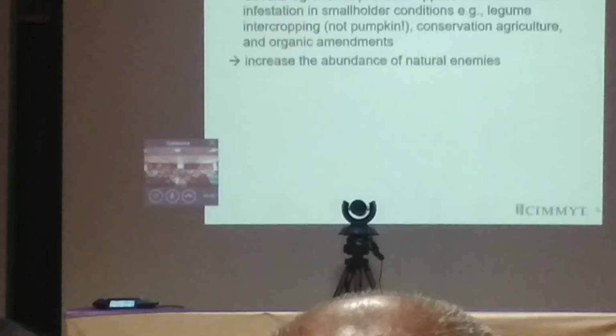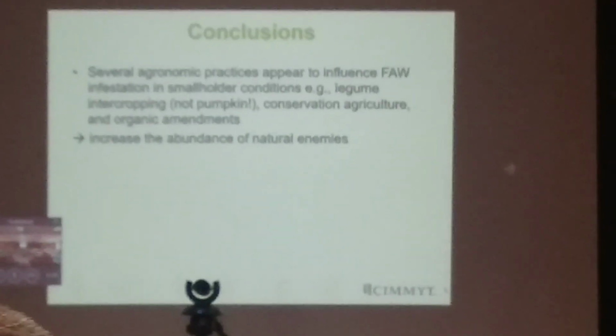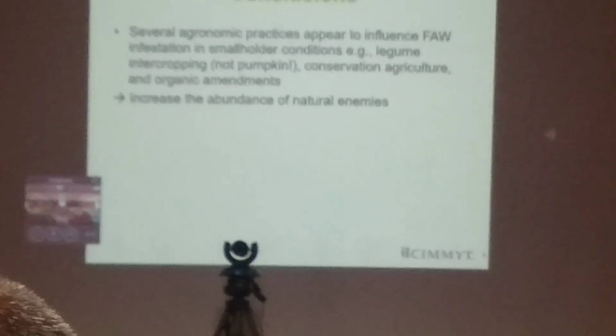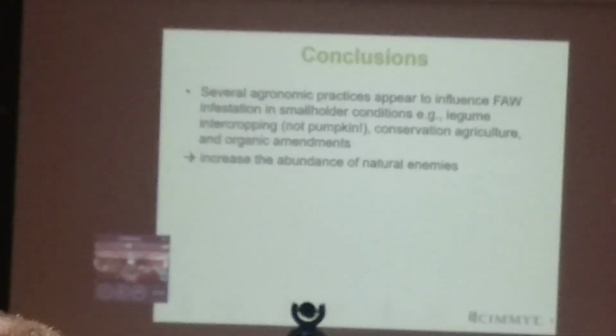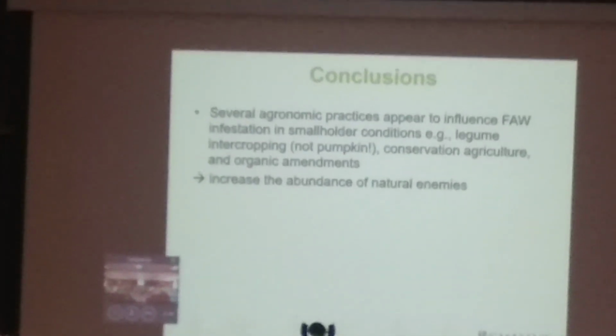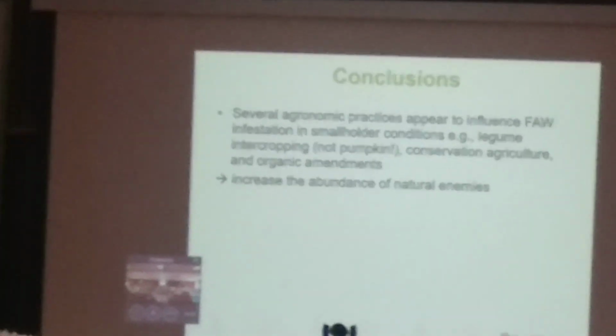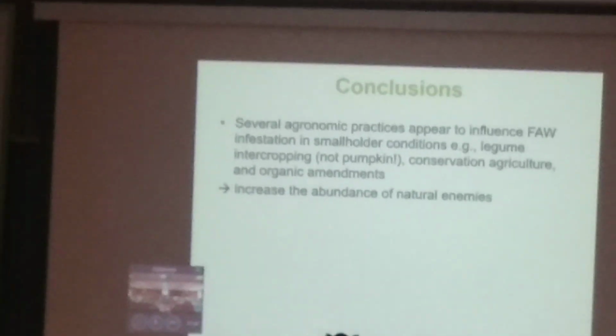Now, in conclusion, several agronomic practices appear to influence fall armyworm infestation in smallholder conditions. Legume intercropping, for example, but not pumpkins, conservation agriculture, and some organic amendments. And that's mainly through the increase in the abundance of natural enemies, mainly ants, and also other enemies like spiders, but we did not find them in such a great number as we had with ants.